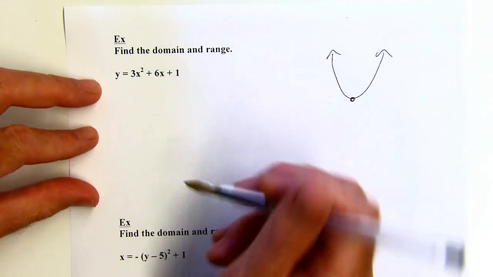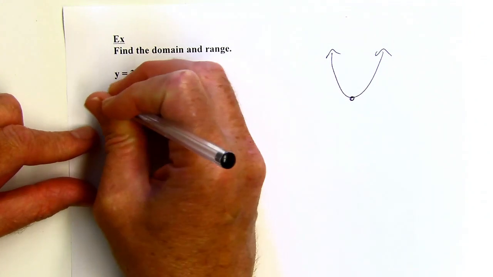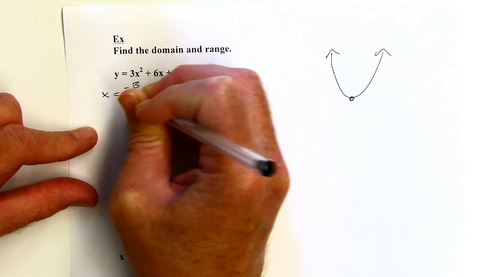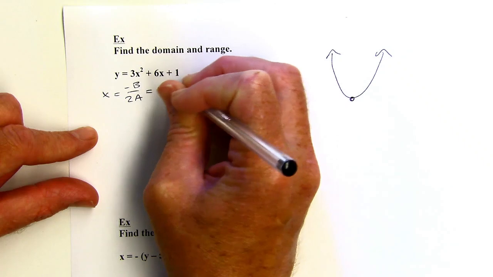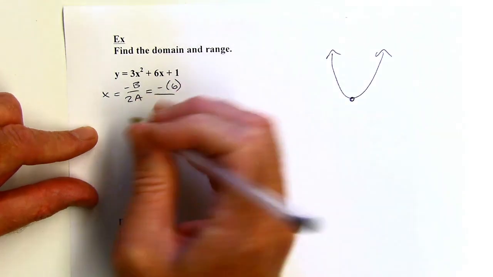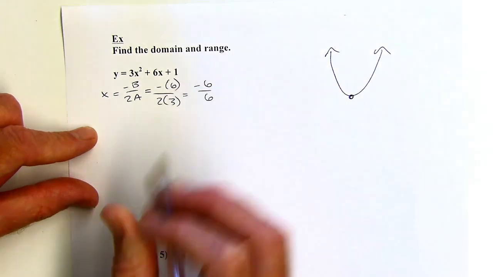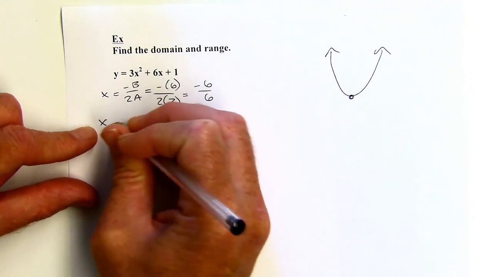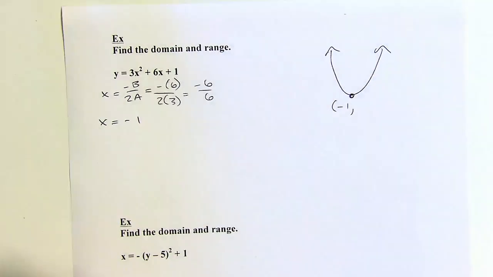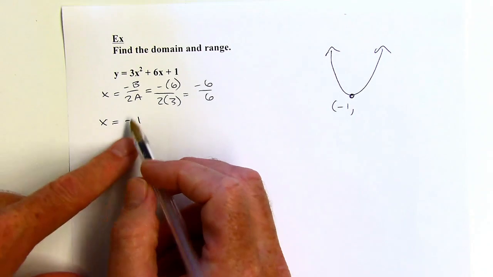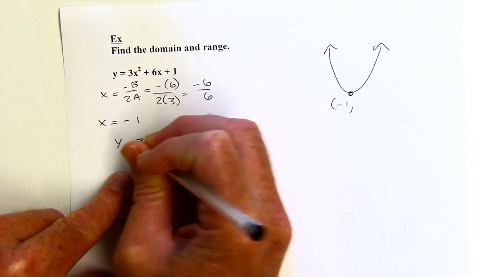Okay, so I first want to find the x coordinate, and I'm going to find that with the axis of symmetry formula. X equals negative b over 2a. So in this case, the b is 6, and the a is 3. So then I'll just simplify this. I've got negative 6 over 6, so that's going to be negative 1. So that's the x coordinate of my vertex. Okay? And now from that, I can find the y coordinate. I'm just going to take that x value and plug it back into the original equation for x in both slots.